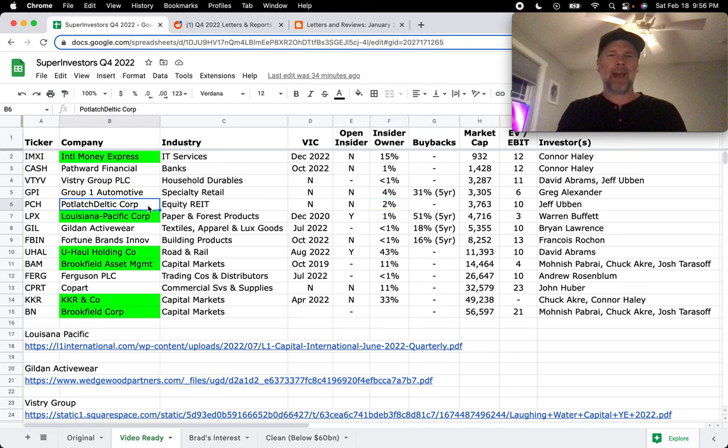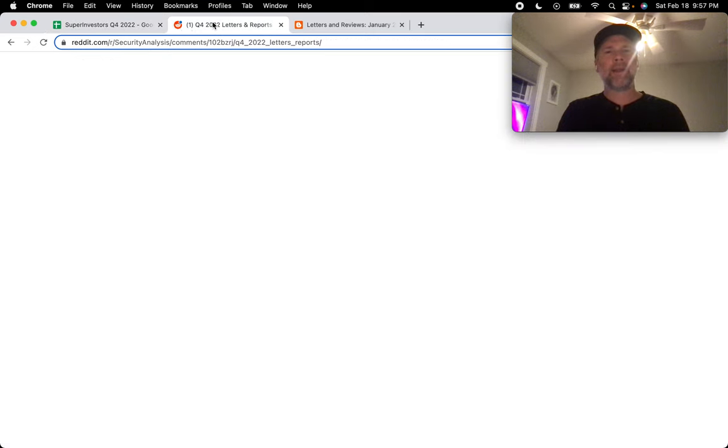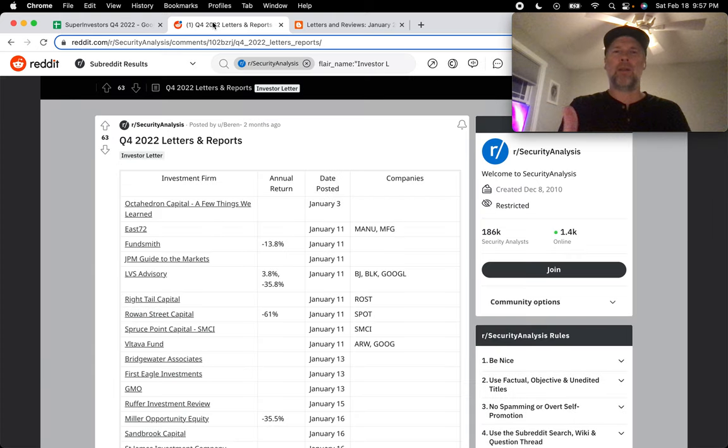Yeah, I couldn't find anything. I'm going to show you guys a little trick that I really like. There are a few different websites that compile quarterly letters from different investment funds. One thing I really love that these websites do is they point out which companies are discussed in each of these letters. Okay, so this is a Reddit forum.